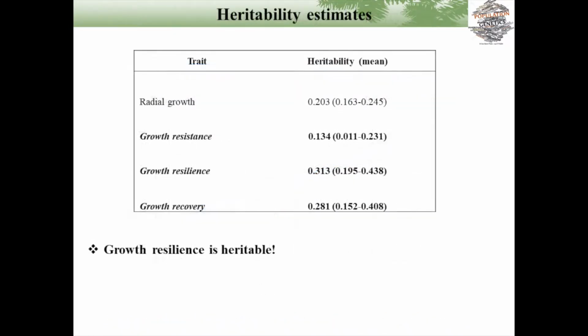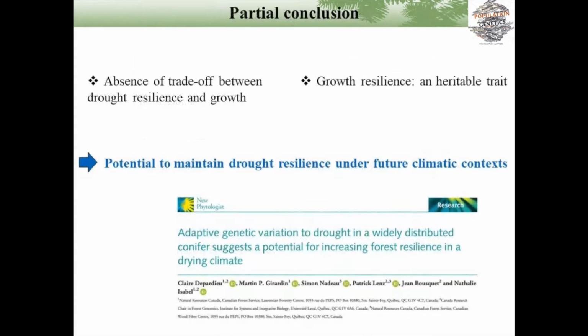We also estimated the narrow-sense heritabilities for 3 resilience indices and found out that growth resilience was the most heritable trait in our study. Taken together, our results suggest that we could at least maintain drought resilience under future climate context.